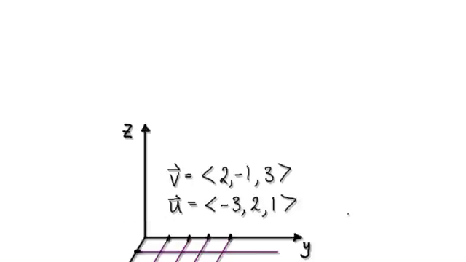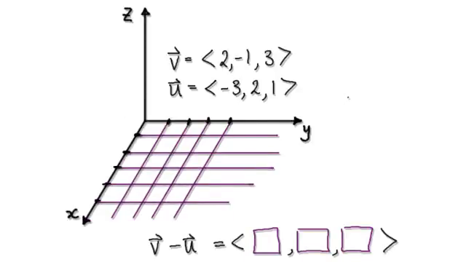Okay, let's give you guys some more practice. So given two vectors, find the components. These are your components of v take away u.